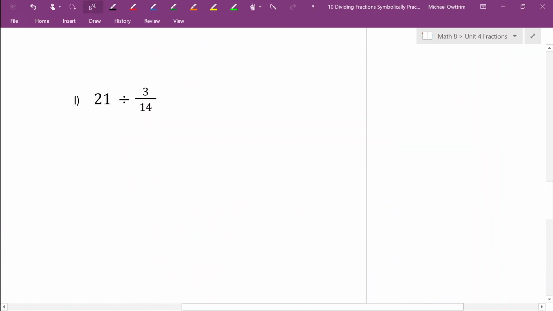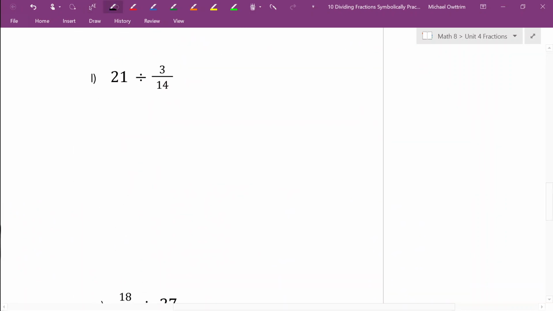Going back up, we'll finish up with our question L. So we're going to rewrite our 21 as 21 over 1. Now we'll go ahead and we'll multiply by the reciprocal. So we'll flip our 3 over 14 into 14 over 3. And I could do this multiplication as is. I am going to notice that 21 and 3 share a common factor of 3 that I can divide out. And that'll keep my numbers a little bit easier.